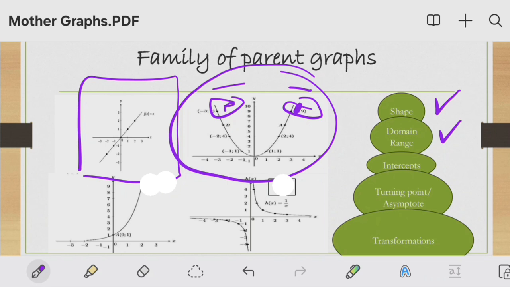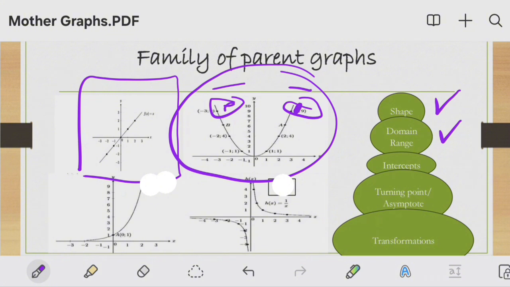So we are moving at 120 kilometers per hour. We must be able to determine the domain of each and every function. They will also ask you to determine the range. Are you able to determine the range? So we must be able to do that.